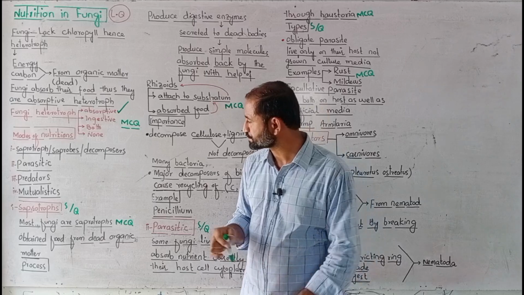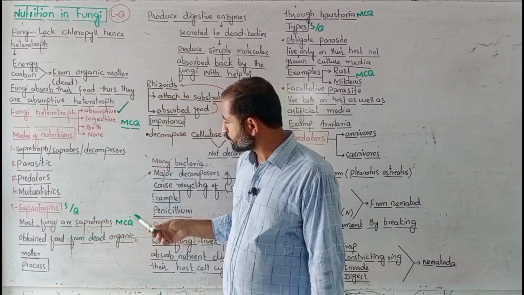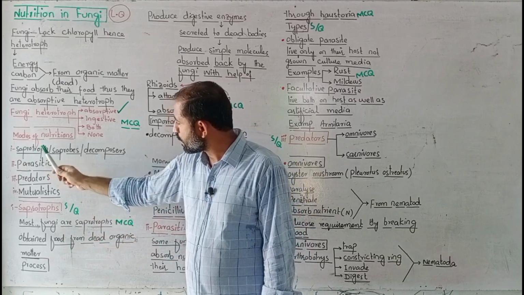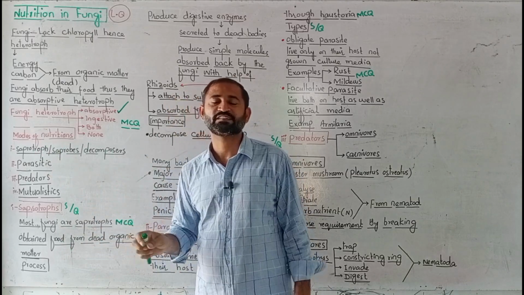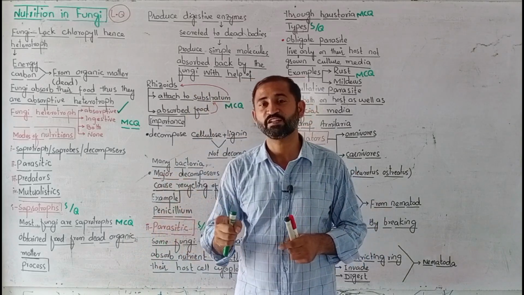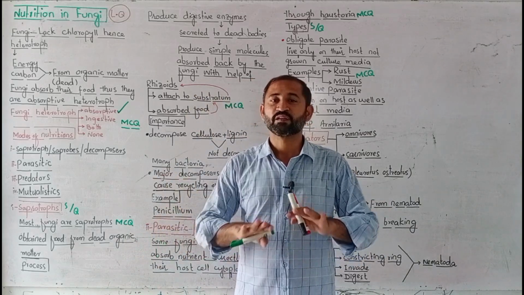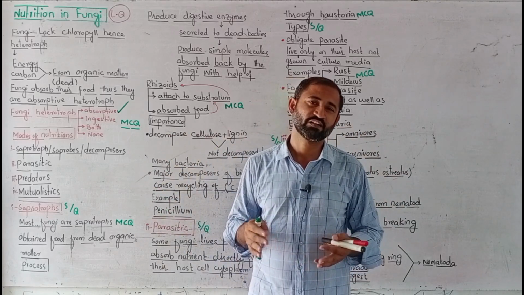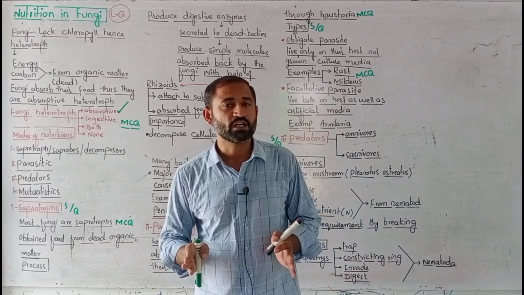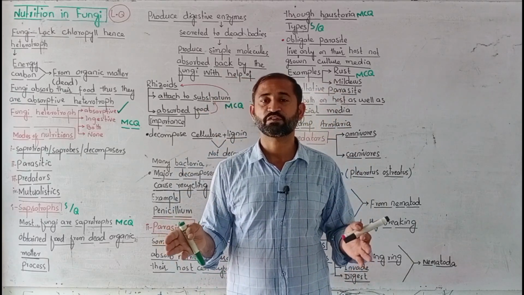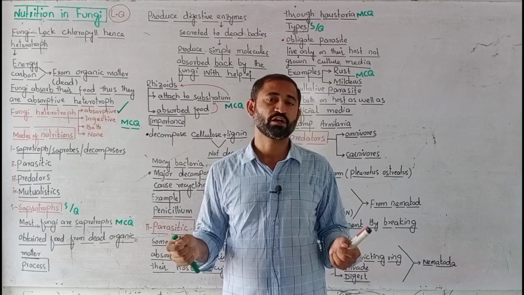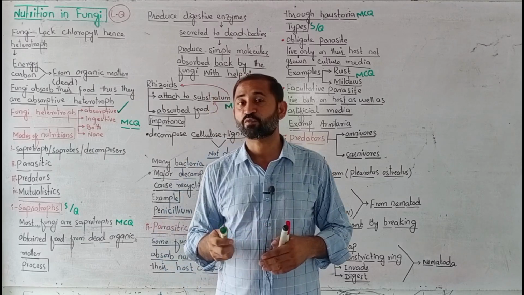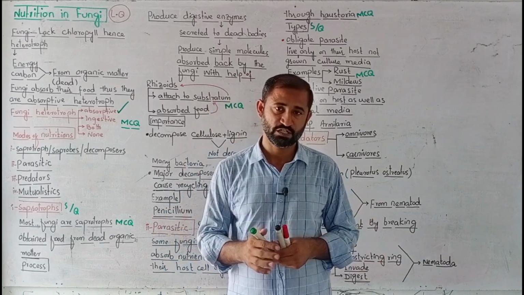That one is lengthy. So first of all, the first mode of nutrition is saprotroph. Saprotrophs, saprobes, decomposers: these three different names stand for the same situation, that they act as decomposers. You know well that decomposition is a process in which fungi break down the dead bodies of plants and animals and get food from them. That process of nutrition in fungi is known as decomposition.